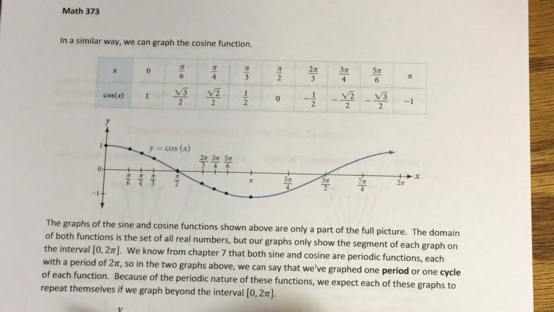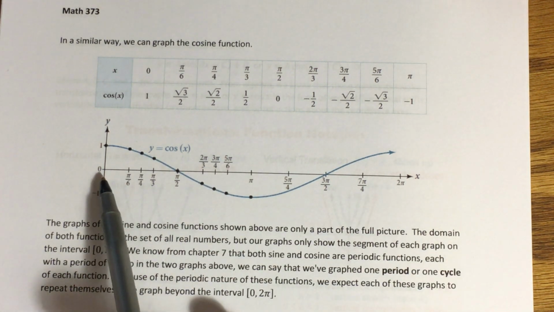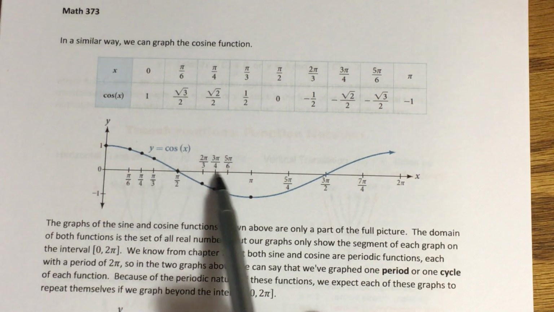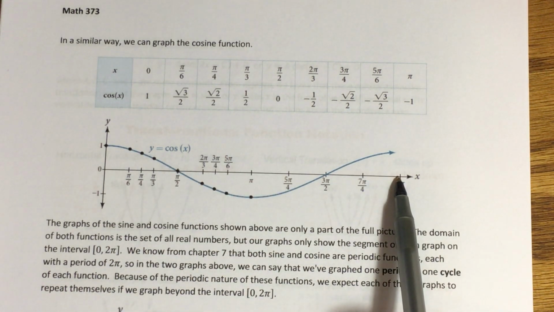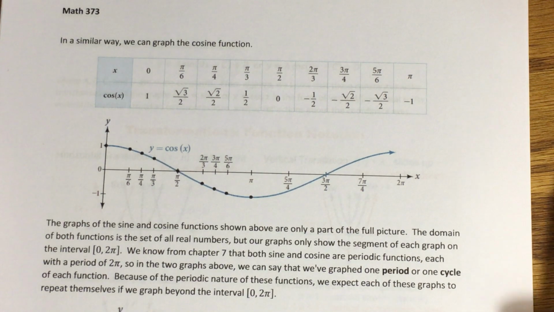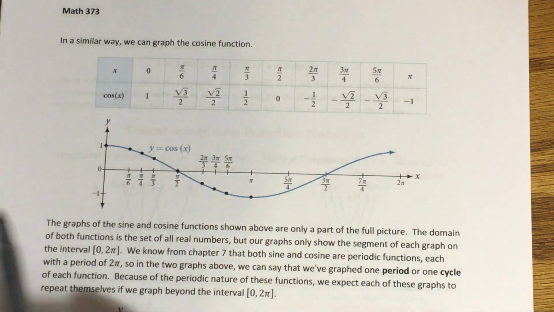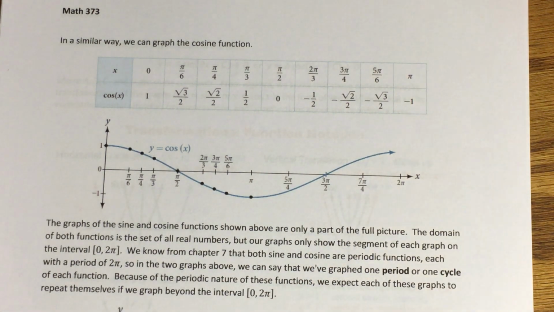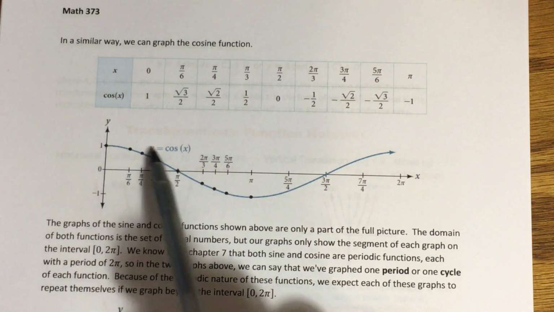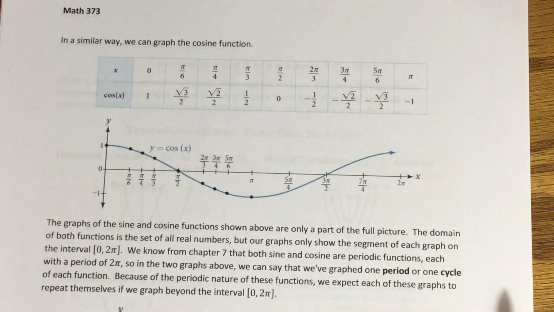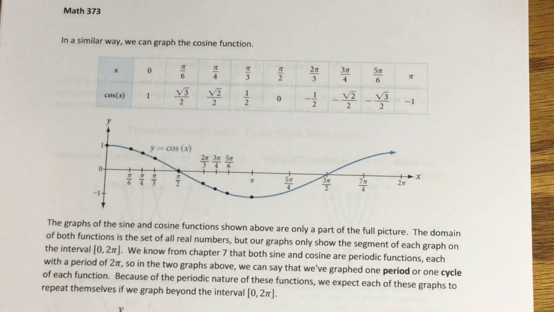Well, both sine and cosine, as we talked about in Chapter 7, are what we call periodic functions, with a period of 2 pi. What that means is that every time we go a distance of 2 pi along our x-axis, the graph will start to repeat itself in further intervals of 2 pi. We call those intervals, or those lengths of 2 pi, the period of the function. So in this case, I could say that I graphed one period of the cosine function. Another term we use for that is cycle. So I've graphed one cycle of the cosine function.